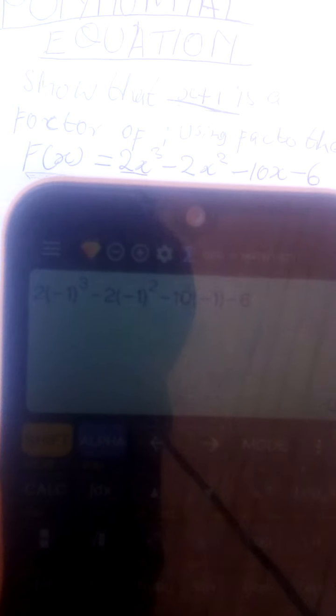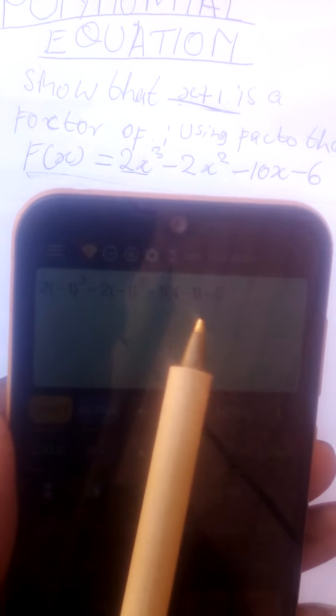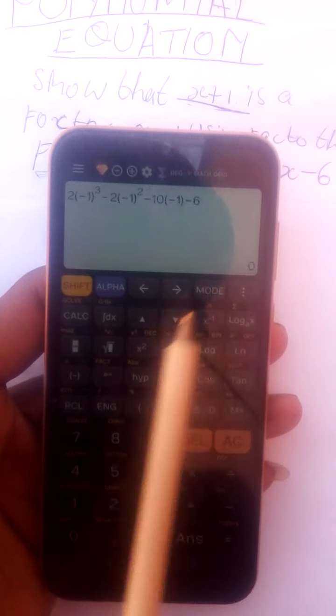Here it is. So I substitute -1, but it is all squared. Then -10x. In the place of x, I substitute -1. Then we are left with -6. Then what is our answer? Our answer is 0. As you can see here, our answer is 0.